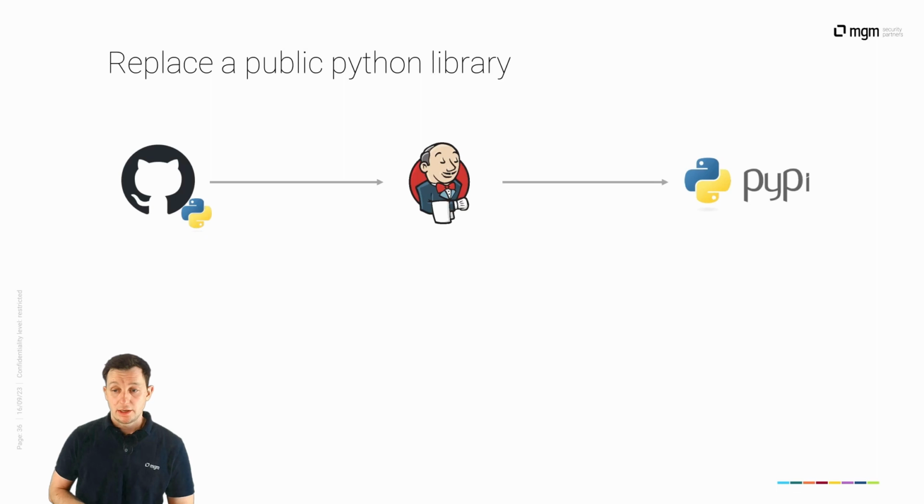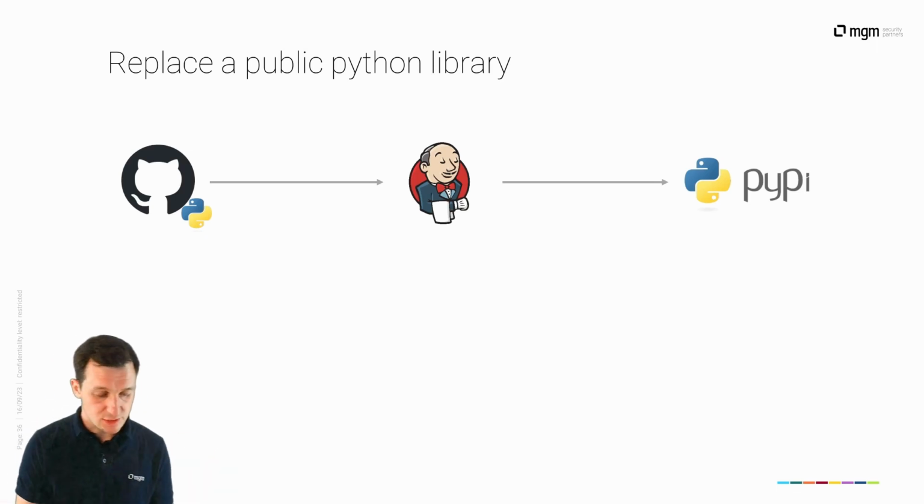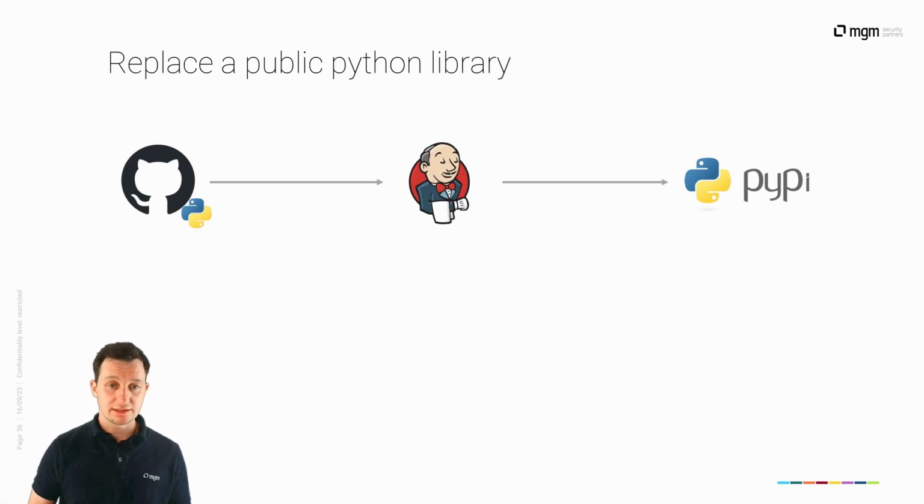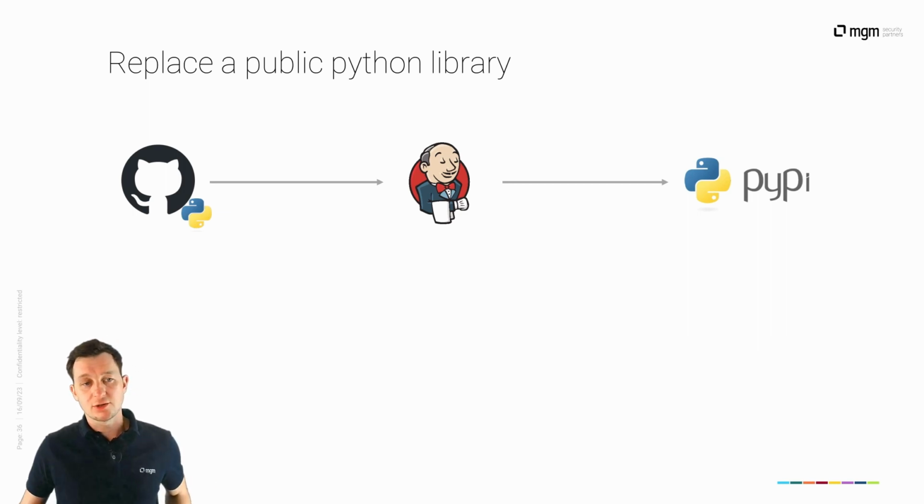Okay, so let's say this was the first attack. Then let's have a look at the second one that could be possible from outside. The second one possible from outside is called here replace a public Python library. So what do I mean with that?